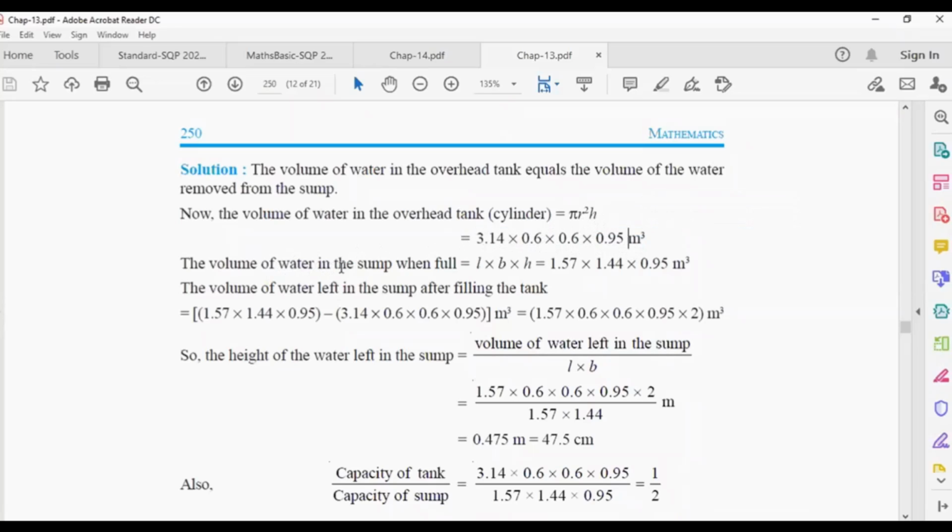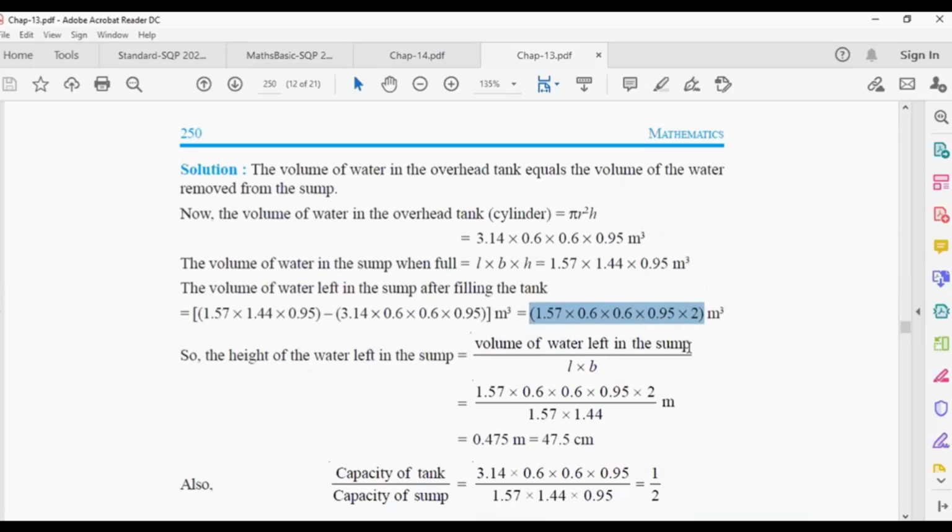Then the volume of the water in the sump when full, the volume of the cuboid, will be LBH, that is 1.57 into 1.44 into 0.95 meter cube. Okay, so the volume of the water left in the sump after filling the tank will be the volume of the cuboid minus volume of the cylinder. So subtracting this, you can simplify into 1.57 into 0.6 into 0.6 into 0.95 into 2, and that will be the volume of the remaining cuboid.